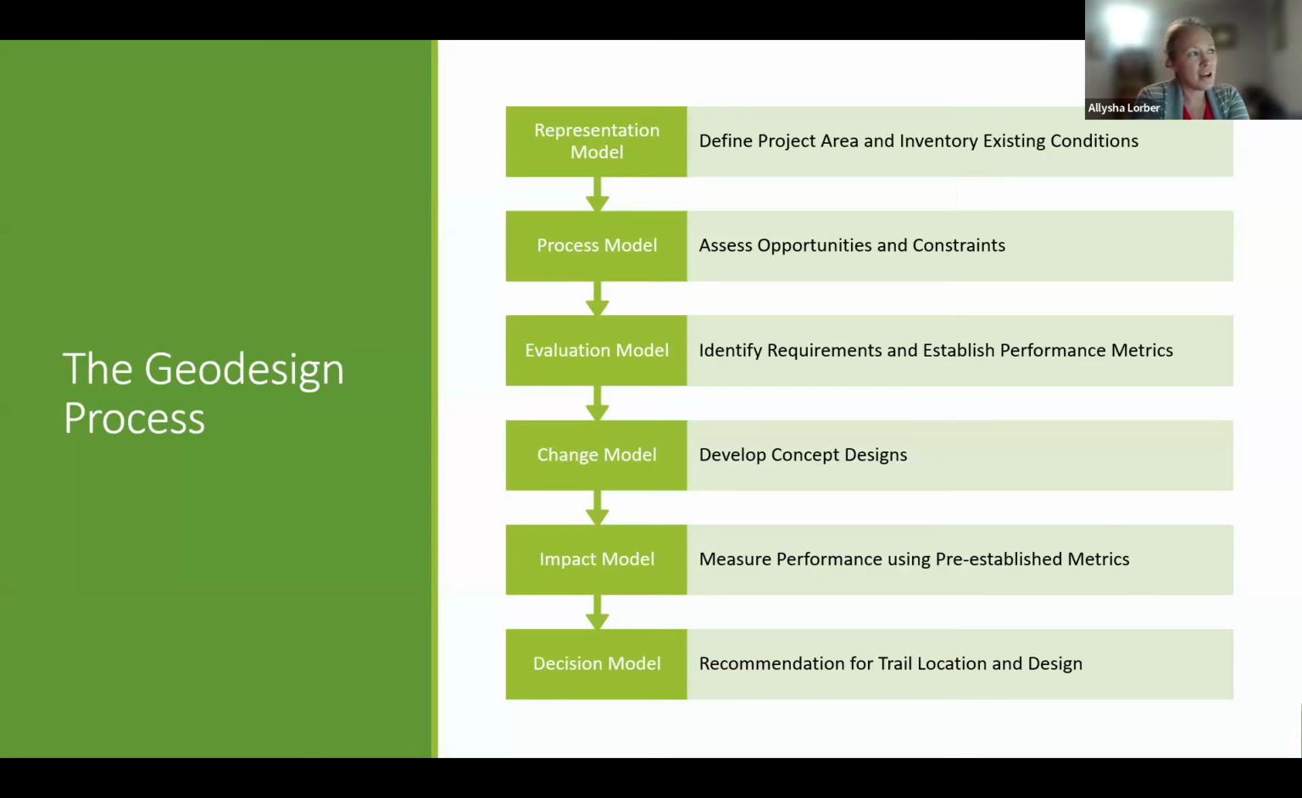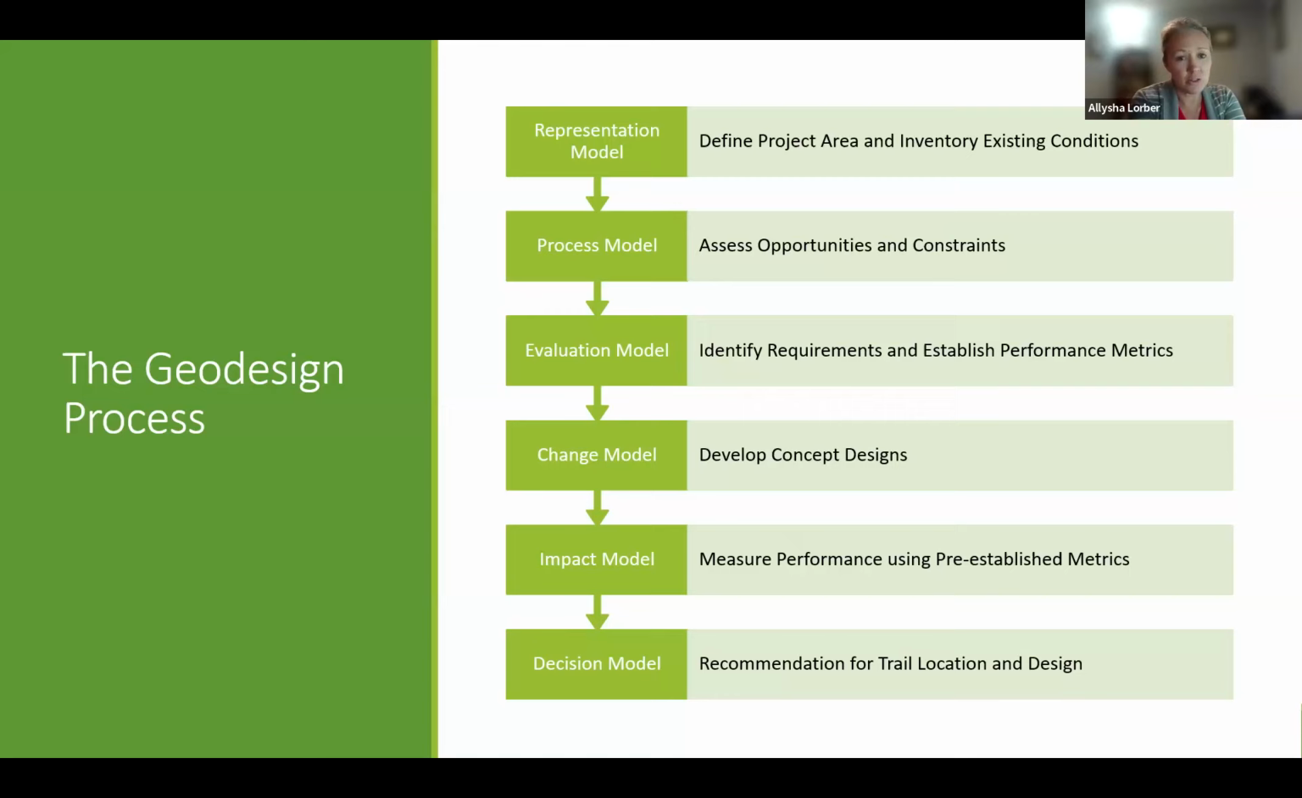The geodesign process, as described by Carl Steinitz, starts with the representation model, where you look at where our study area is and what the existing conditions are. Then you go to a process model, which I equate to looking at the opportunities and constraints, or a SWOT analysis, which stands for strengths, weaknesses, opportunities, and threats. From there, you identify what can be done, what your requirements are, and how you are going to measure success.